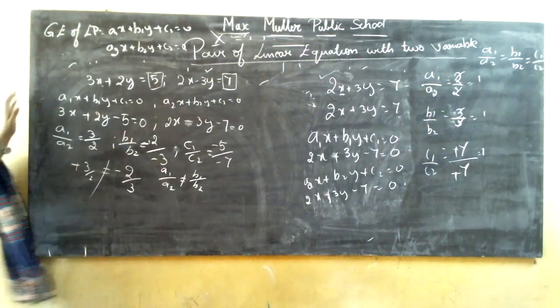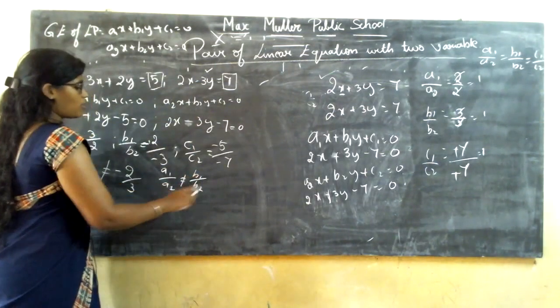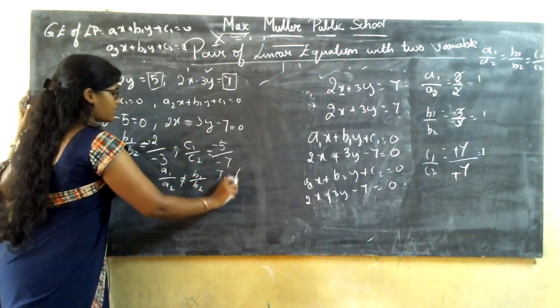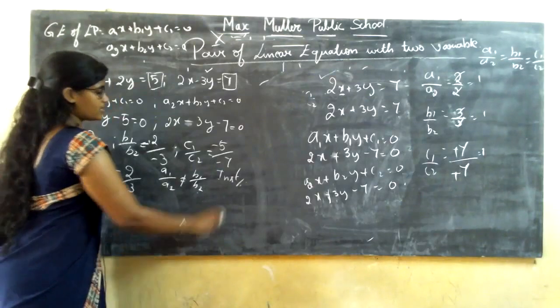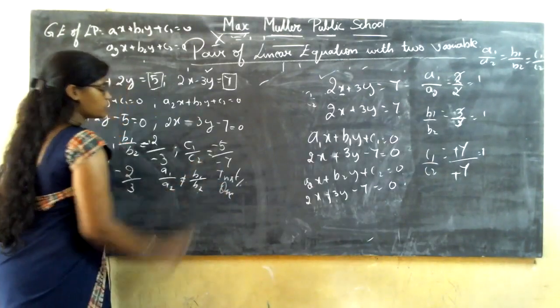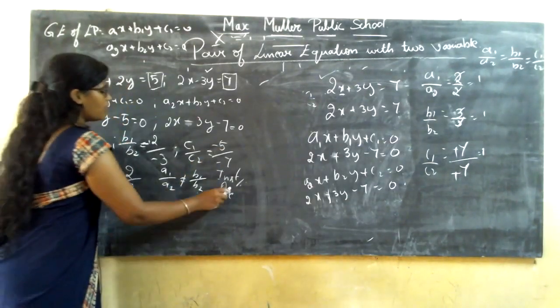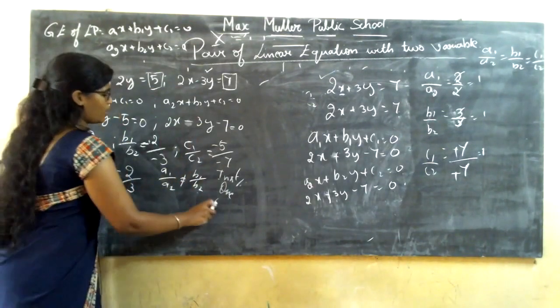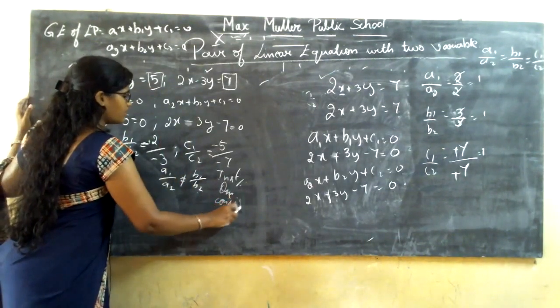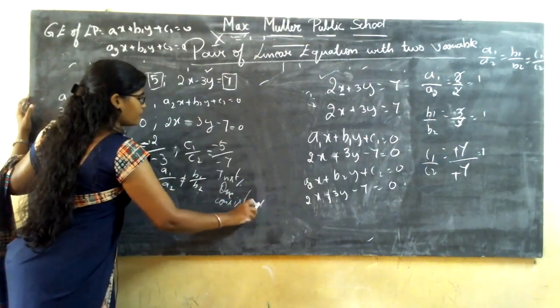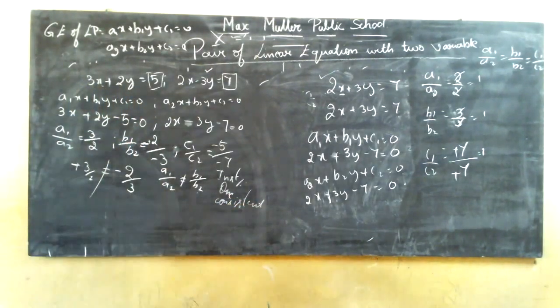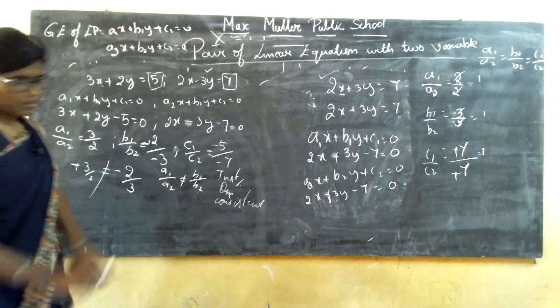If a1 by a2 is not equal to b1 by b2, then you are going to say they are intersecting lines. How many solutions do these intersecting lines have? One solution, or you can say a unique solution. If it has a solution, then what are you going to say it is? A consistent system. Clear about this? Then let me take another example.